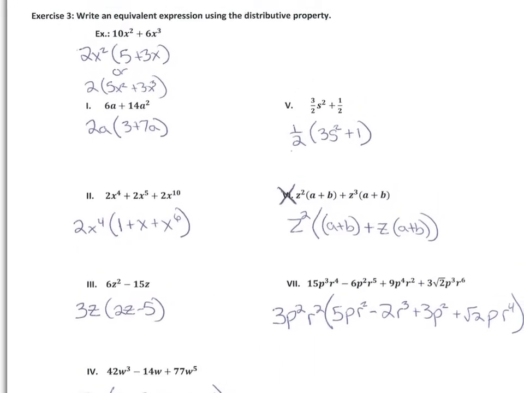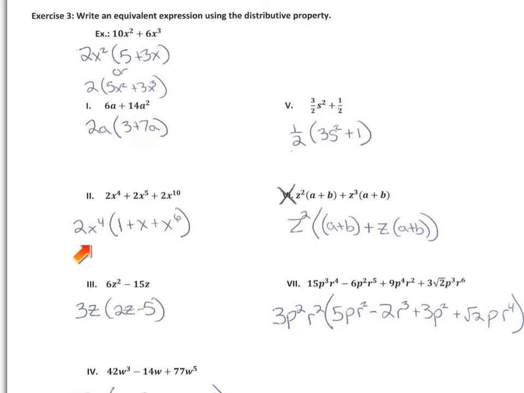Actually, multiple. So, number 1, 6a plus 14a squared. Since 6 and 14 are even, they have a 2 factor common. And I can notice I have 1a that's common between them. 2 times 3 is 6. 2 times 7 is 14. And then I took the a out of the first one already, and I took 1a out of the second term, so I have 1a left.